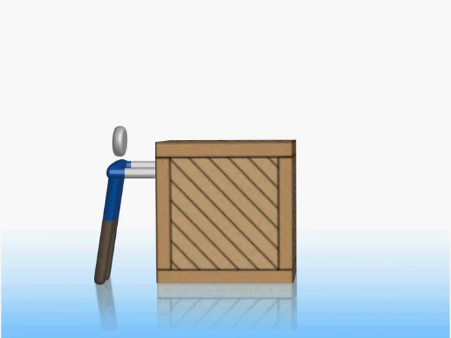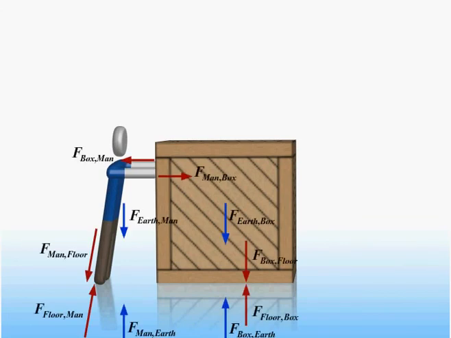Here we see a man pushing a box across a smooth floor. We've superimposed on this picture a representation of all of the forces acting. Contact forces are shown in red, and the gravitational forces are shown in blue. Note that all of the forces come in pairs, as required by Newton's third law. For example, the force exerted by the box on the man is equal and opposite to the force exerted by the man on the box.